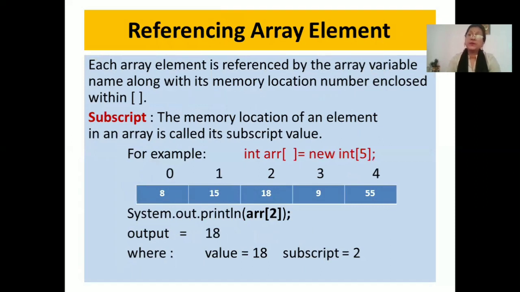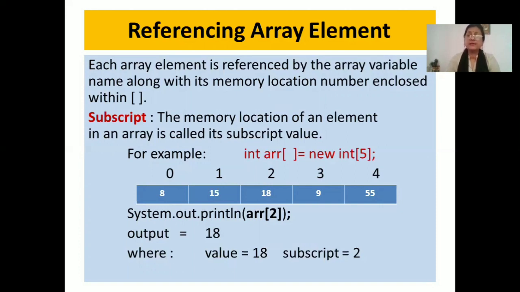So now how do we refer to any particular array element? Referencing an array element means if you want to print, manipulate, or do any type of operation with the help of an array element, then how are we going to refer to it? See, each array element is referenced by the array variable name along with its memory location number enclosed within a square bracket. Now here comes a new keyword, that is subscript. The subscript is the memory location of an element in an array. Okay, that means it is the particular location number.